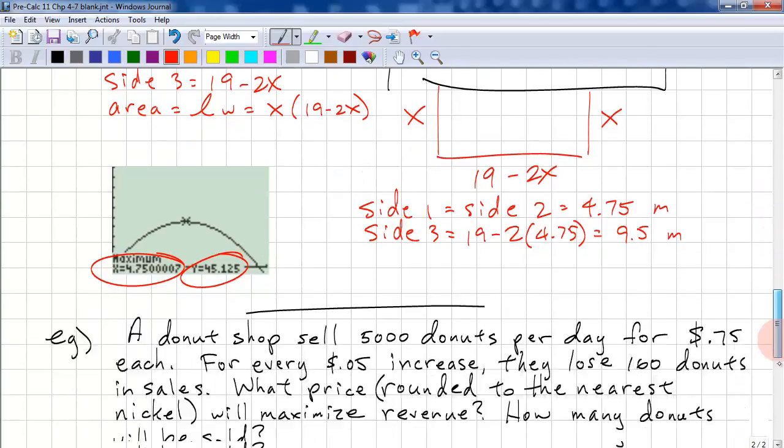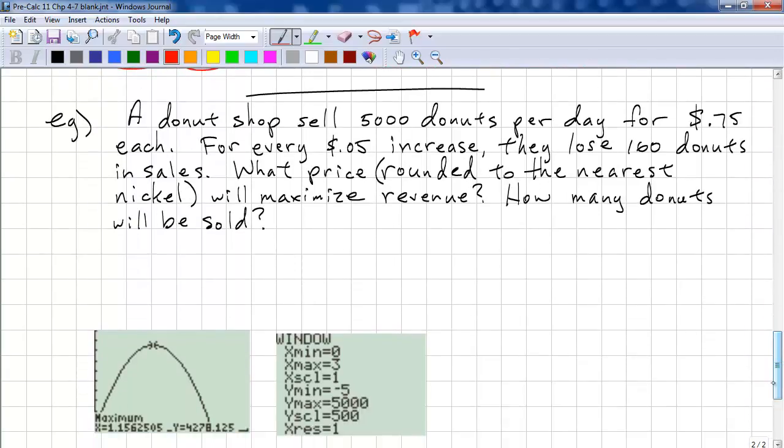Last example. A donut shop sells 5,000 donuts per day for 75 cents each. For every 5-cent increase, they lose 160 donuts in sales. What price will maximize revenue? And we need to round the price to the nearest nickel. How many donuts will be sold? Okay, so we're answering 2 questions here.